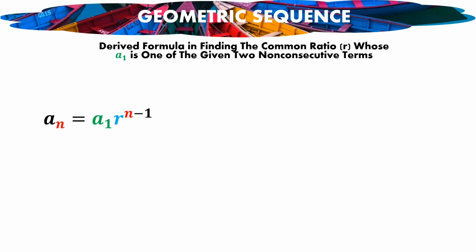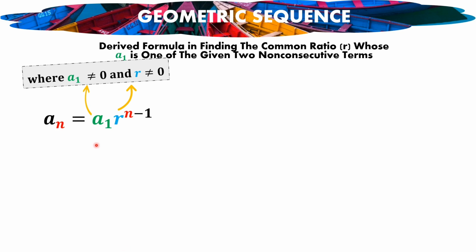a sub n equals a sub 1 r raised to n minus 1. That is the nth term or general rule for any geometric sequence where a sub 1 and r are not equal to 0. By dividing both sides of the equation, we have a sub n over a sub 1 equals r raised to n minus 1. The goal here is to find r. So we need to isolate r on one side of the equation. So it should be r raised to 1 or just r.